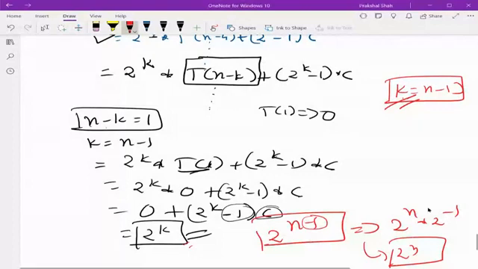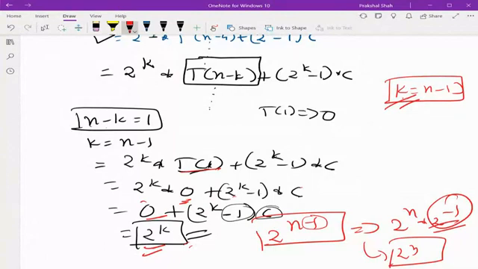This will also be an ignorable term. Sharad, you can watch your recording, but see, this T of 1 would be 0. So anything multiplied by 0 would be 0. Plus you had this 2 raised to k minus 1 into c. This c minus 1 would be a constant term, so it will be ignored. You will get this 2 raised to k. In place of k, you can put this n minus 1. So I'll get 2 raised to n minus 1, which is nothing but 2 raised to n into 2 raised to minus 1, right? So 2 raised to minus 1 would be ignorable. Cool? Okay?